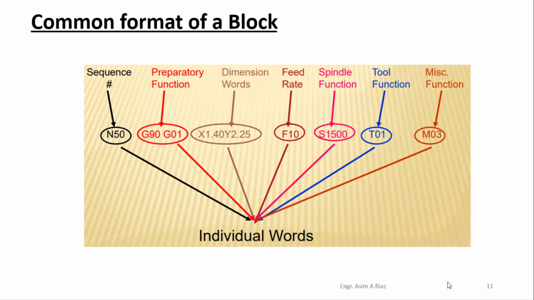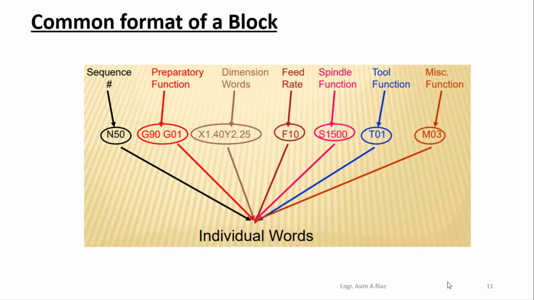This is the common format which is usually followed while writing NC instructions or blocks. So these are the words. N50, N basically shows the sequence number, G shows the preparatory function. Similarly, X, Y, Z, these are the dimension words, which basically define the axis and the particular location in that particular axis.